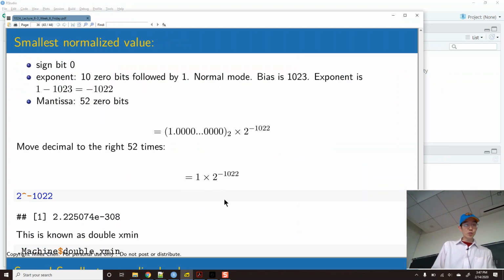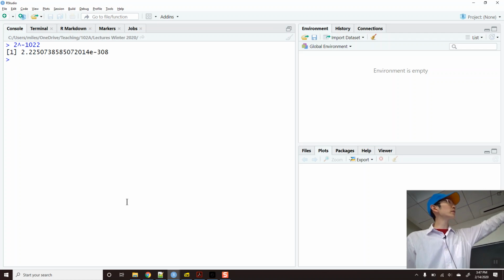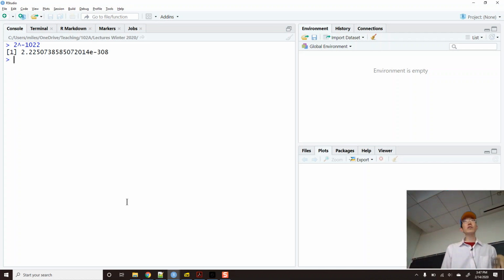Okay, the smallest normalized value will be 10 0 bits followed by a 1 in the exponent. We've got 11 exponent bits, so it's all zeros but a 1. So the bias is 1023. That gives us an exponent of negative 1022. The mantissa will just be all 0, 52 0 bits. So this is equivalent to 1 times 2 to the negative 1022. This is the smallest normalized value we can have.